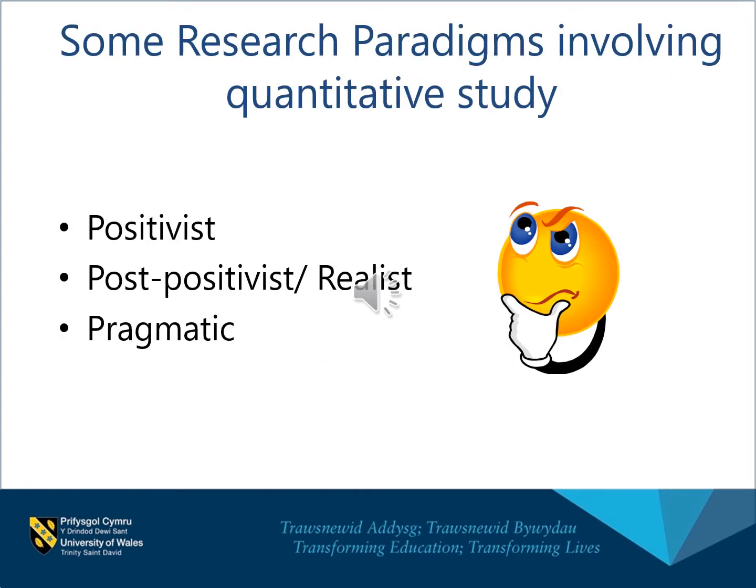We can talk about quantitative paradigms, but you'll also come across these terms as research paradigms involving quantitative study. Typically then positivist, we think of a positivist epistemology, but we can also refer to a positivist research paradigm, which is typically in the realms of obtaining knowledge by measuring and observing in a very empirical way.